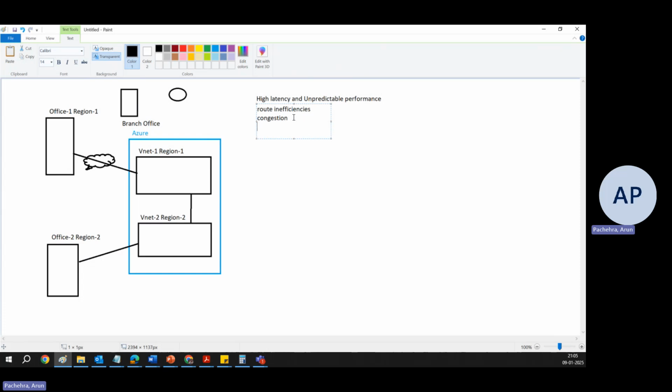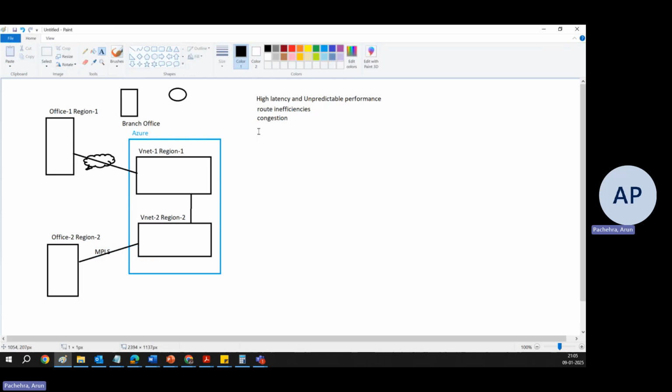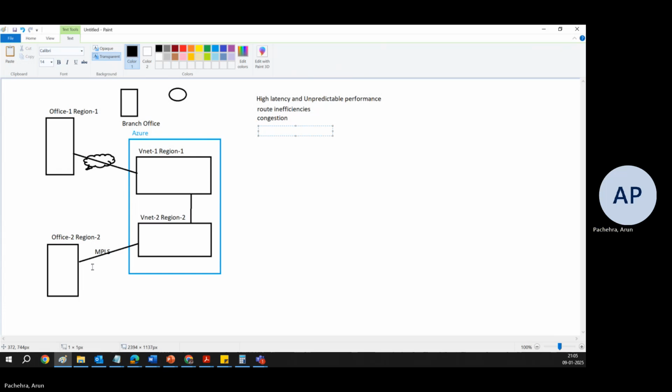Right, so unpredictable performance. Now, let's take an example of this MPLS line. Let's suppose we have MPLS here. Now, the point is MPLS circuits offer dedicated predictable routes but come with a higher cost, right? MPLS will lead to higher cost, especially for the global connections, right?